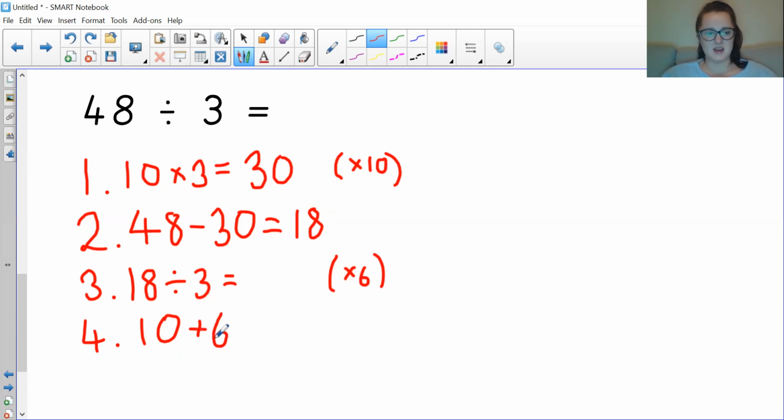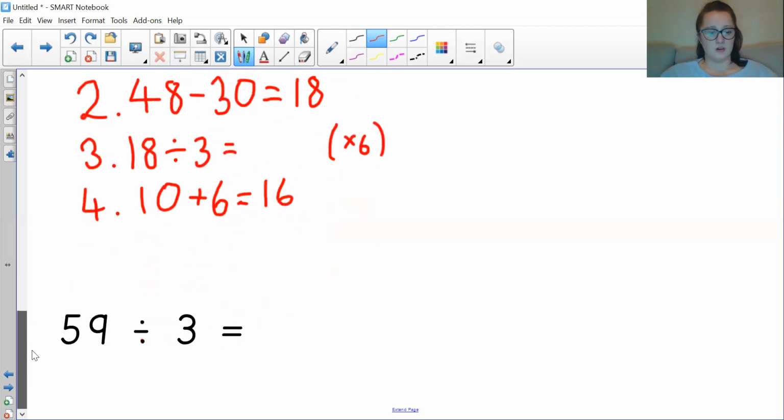What is 10 add 6? It's 16. So I'm going to put 16 there. And that is my answer. So there's 16 lots of 3 in 48. Let's move on to the next one.